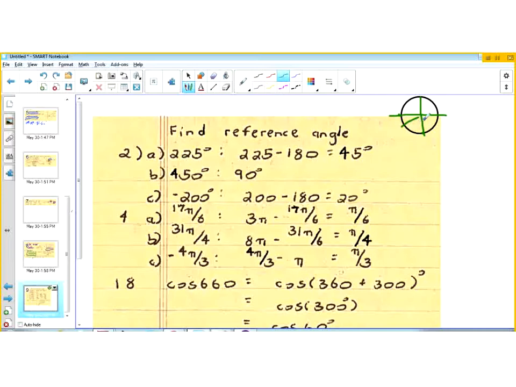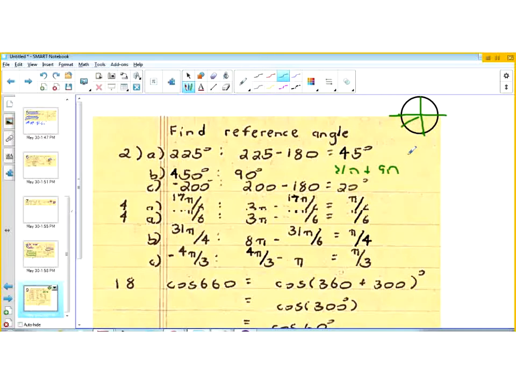For 450 degrees, that would be 360 plus 90. So 360 plus 90 is 450. So basically, you take the sum of these reference numbers: the reference angle for 360 is 0, and the reference angle for 90 is 90.